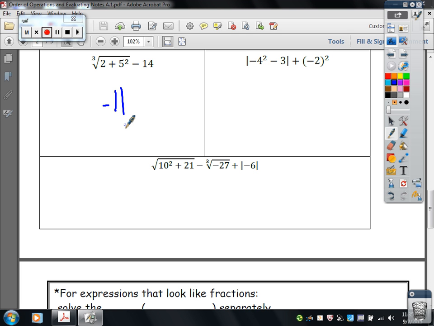Guys, see if you can do the last one all by yourself too. What was this answer, guys? See if you can do the last one on your own.